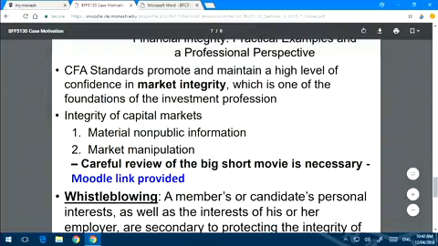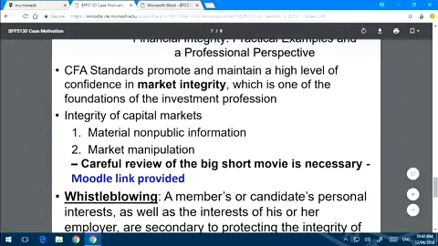Now, I mentioned something about the Big Short movie. You will enjoy the movie. Please go through the movie, and it will give a perspective of what people are doing. That is the market integrity side.